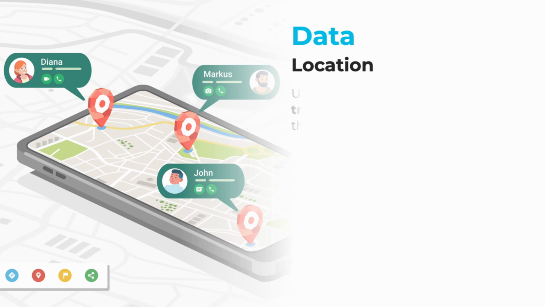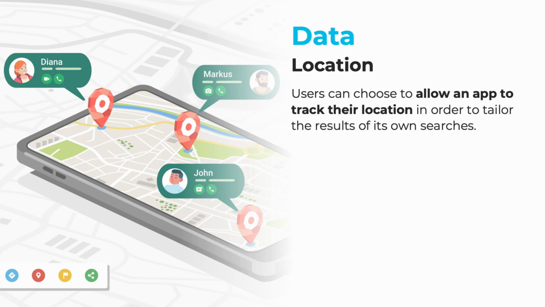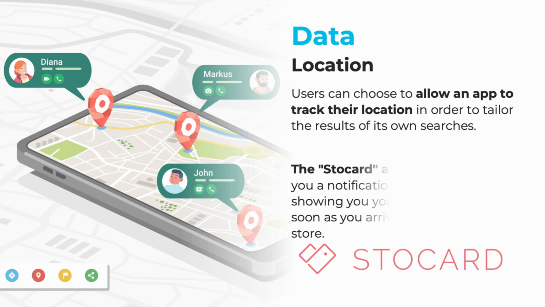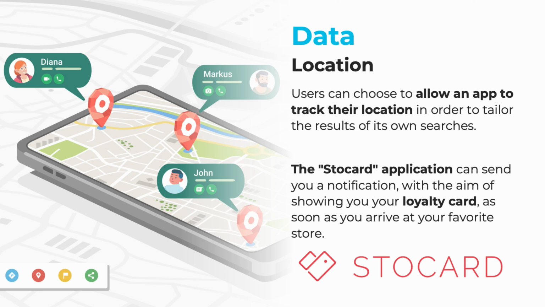Location data. Now, let's see how location data syncs. In some cases, users may choose to allow an app to track their location in order to tailor its search results. The Stocard application, which allows you to group all your loyalty cards in your device, can send you a notification in order to show you your loyalty card as soon as you arrive in your favorite store. That way, you can take it out of your pocket very quickly.